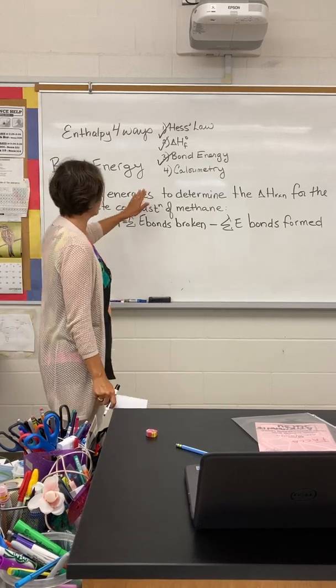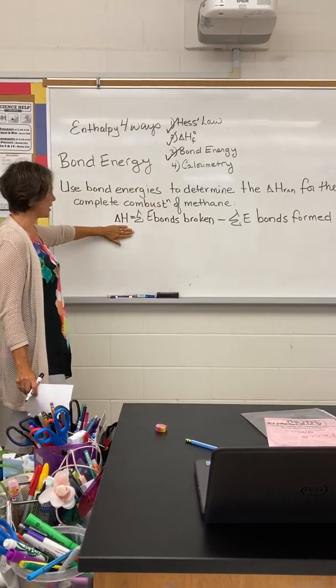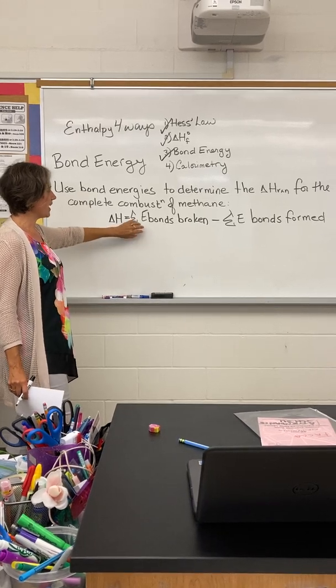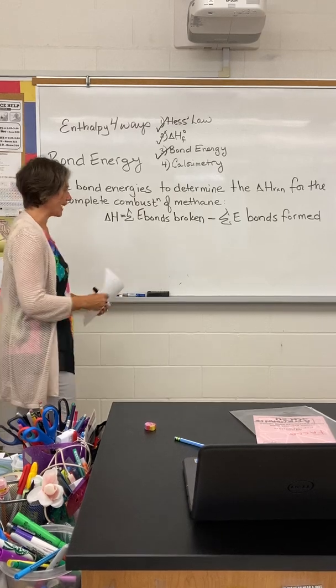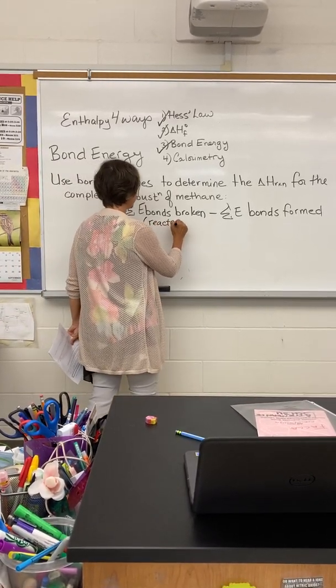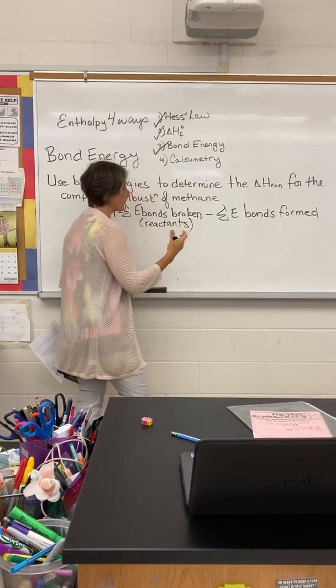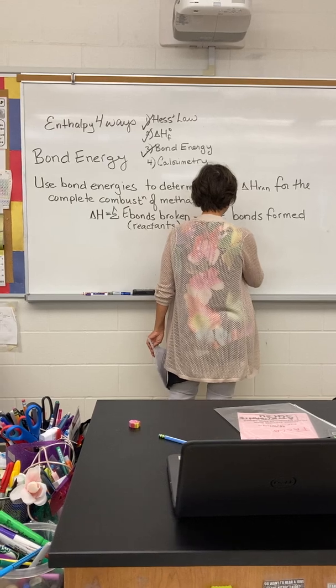So again, we're still calculating enthalpy, but this time our equation is going to be the enthalpy of the sum of the energy of the bonds that are broken in the chemical reaction. So this would be our reactants. And from that, we subtract the sum of the energy from the bonds formed. This would be the products.